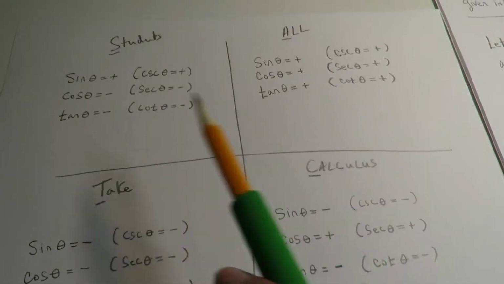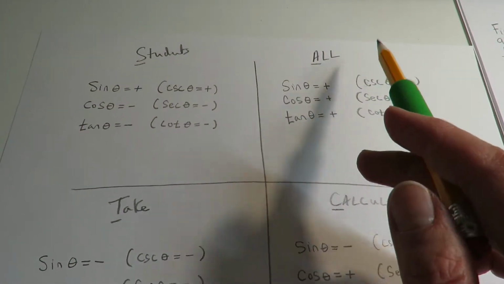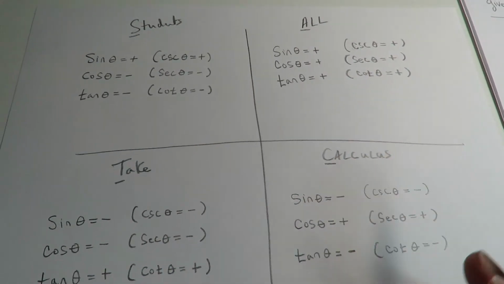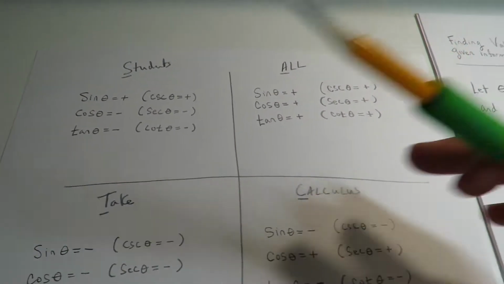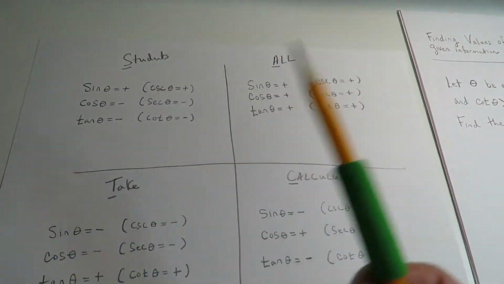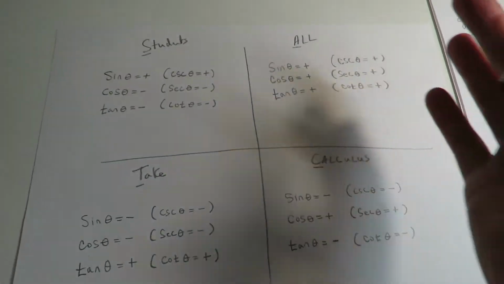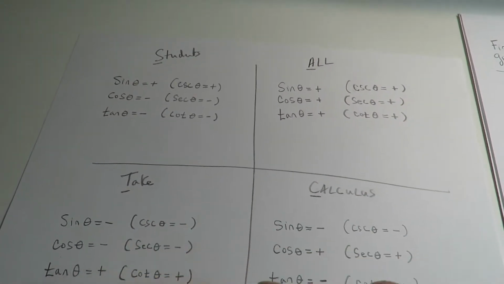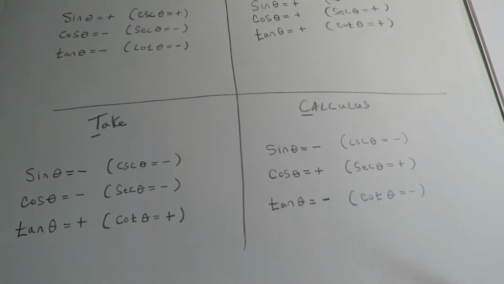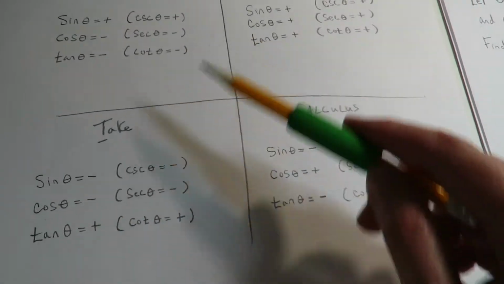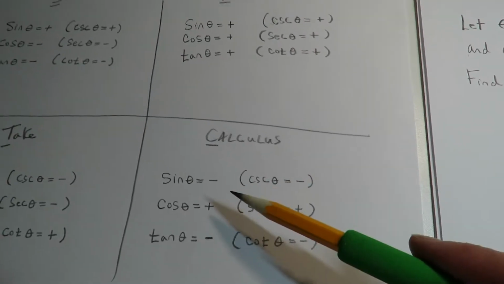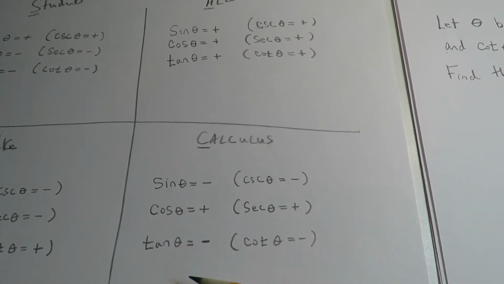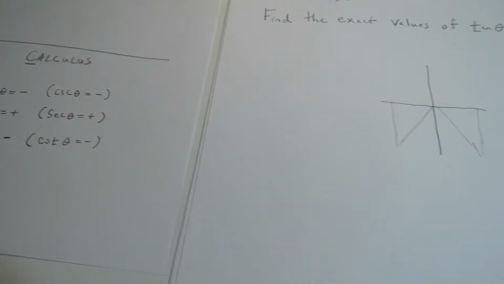Now, if you've sort of forgotten this, I went over the mnemonic in lecture: All Students Take Calculus, and I told you where the trig functions were positive and negative depending on the quadrants. Sine is like a y, it's positive up, negative down. Cosine is like an x, it's positive right, negative left. Tangent is positive on the diagonal up, negative on the diagonal down. And the reciprocal functions have the same plus or minus. So if sine is negative, cosecant's negative. If cosine's positive, secant's positive. If tangent's negative, cotangent's negative.